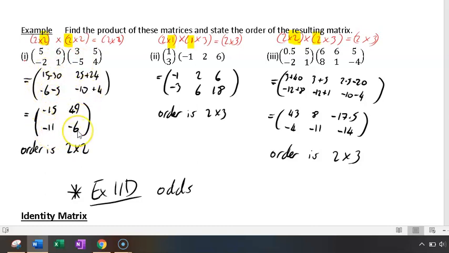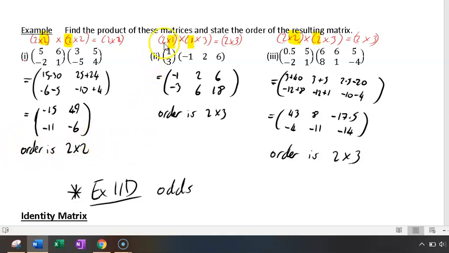And this last element is my second row, second column. So second row times the second column. So minus 2 times 5 is minus 10. 1 times 4 is 4. Minus 10 plus 4 is minus 6. And again, I've just stated, they'd asked me to state this, so the order is 2 by 2.